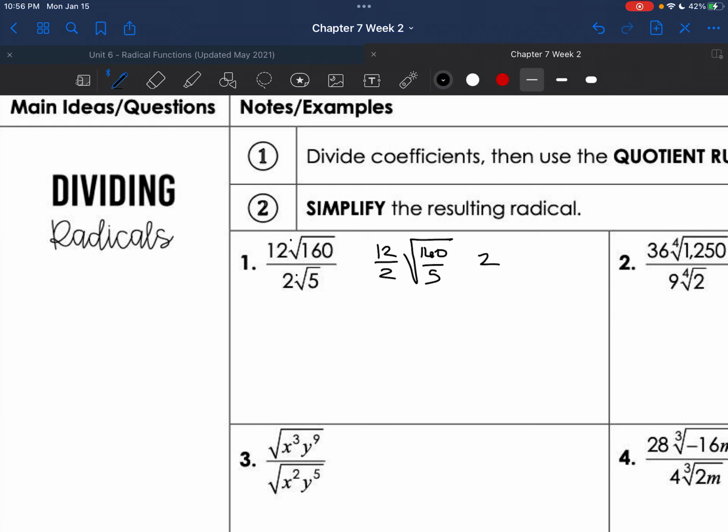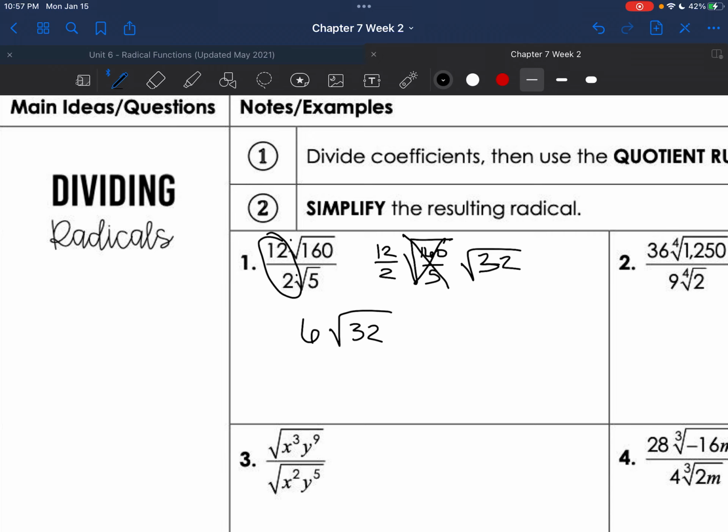Sorry, my brain is so tired tonight. So I'm going 5 into 16 gives me 3, I have a 1 left over. 15, so 32. Okay. So now, instead of having 160 over 5, I have the square root of 32. So we can do our coefficients. 12 divided by 2 gives us 6. The square root of 32.